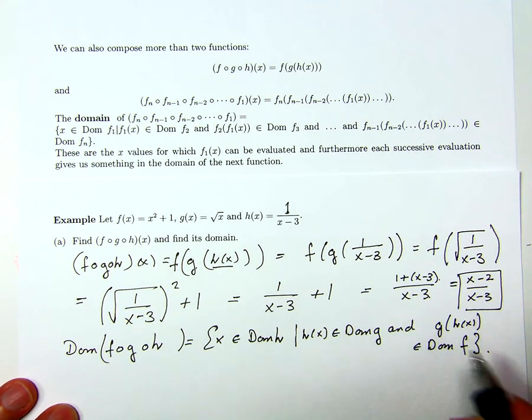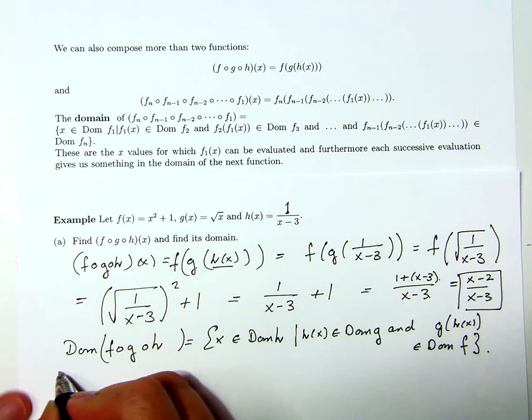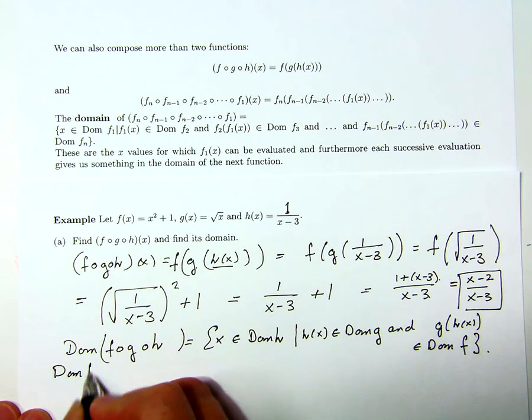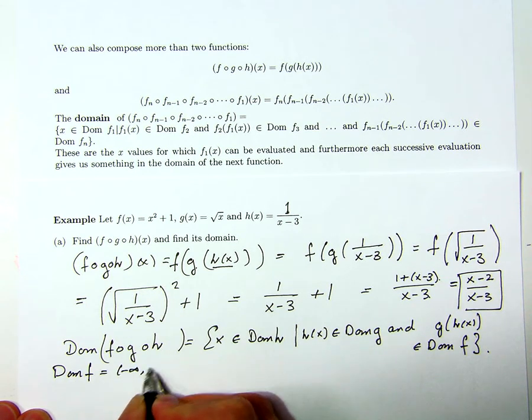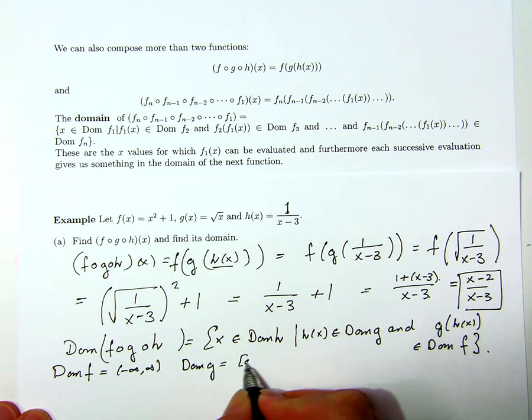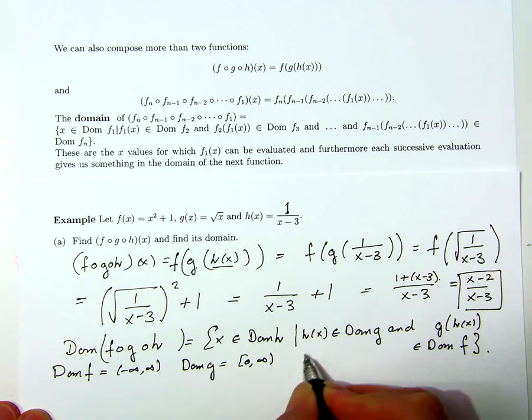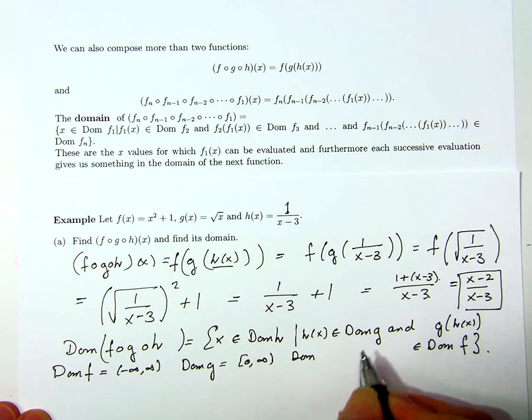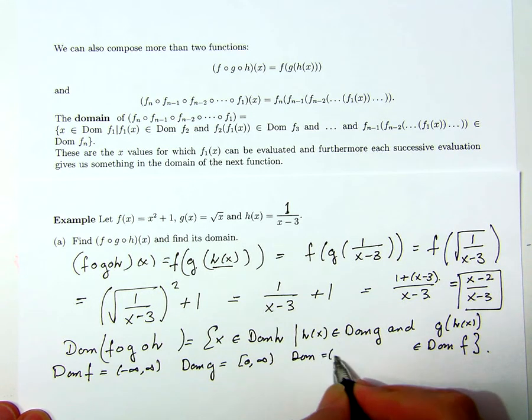Now you see the domain of f is everything from minus infinity to infinity. Domain of g is everything from 0 to infinity. And the domain of h is everything except 3.